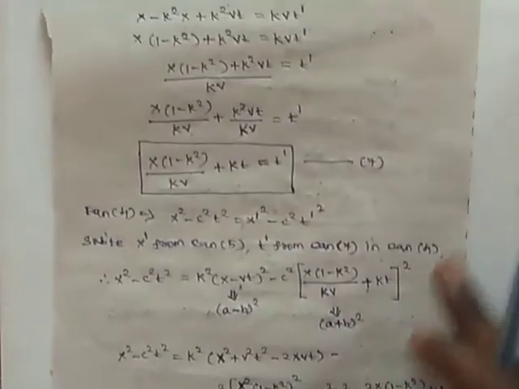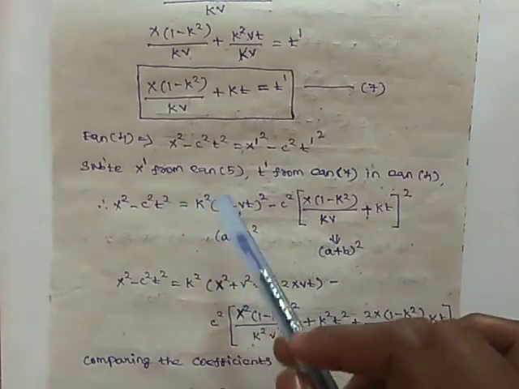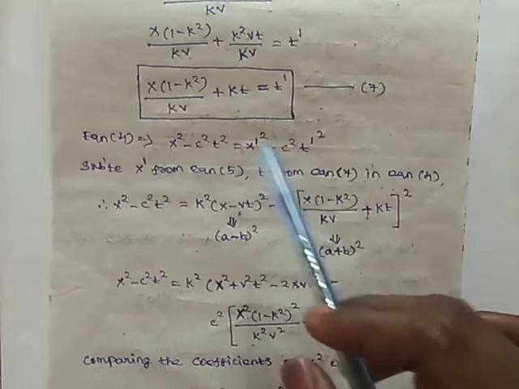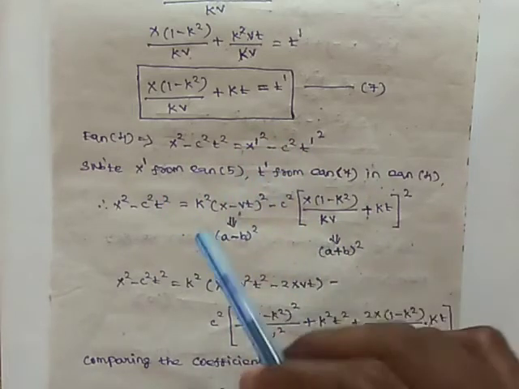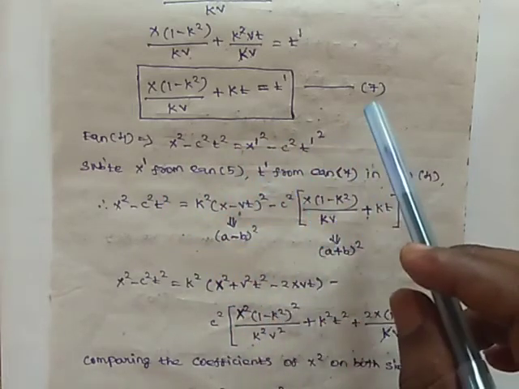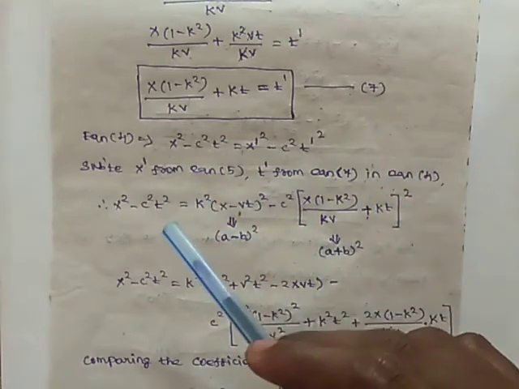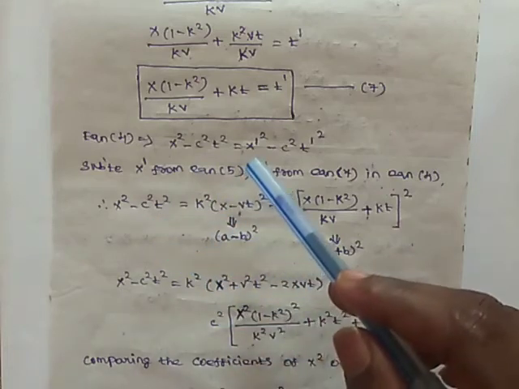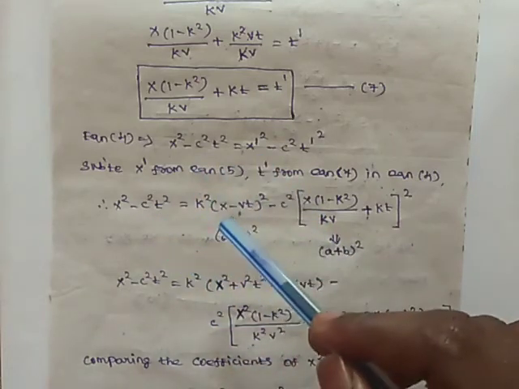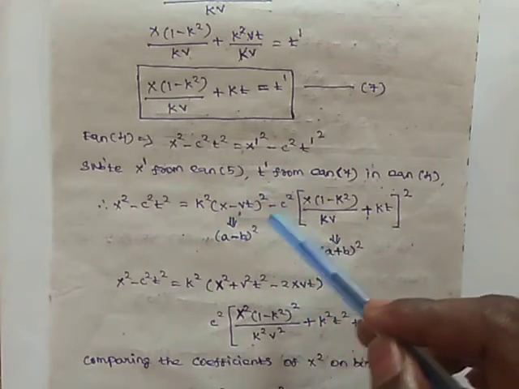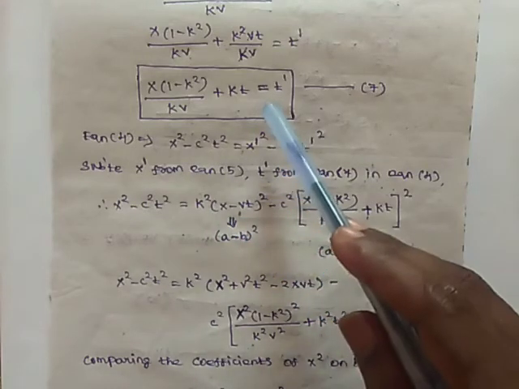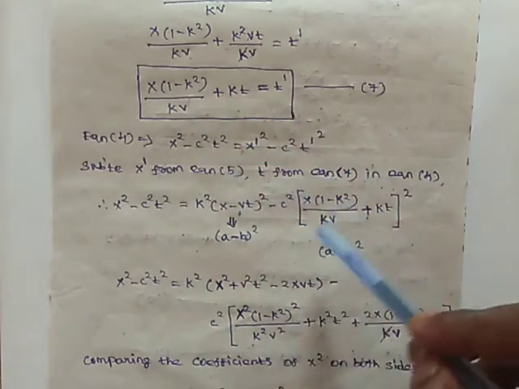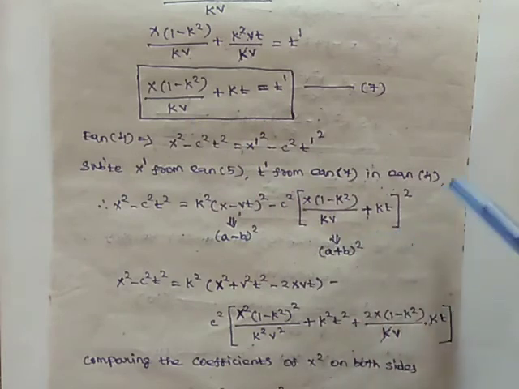So we know that equation 4 gives x square minus c square t square is equal to x prime square minus c square t prime square. Substitute x prime from equation 5 and t prime from equation 7 in equation 4. So in equation 4, the left hand side is x square minus c square t square. Right hand side, x prime is k square into x minus vt whole square, minus c square. T prime we have derived here. So t prime we have to substitute: x into 1 minus k square by kv plus kt whole square.